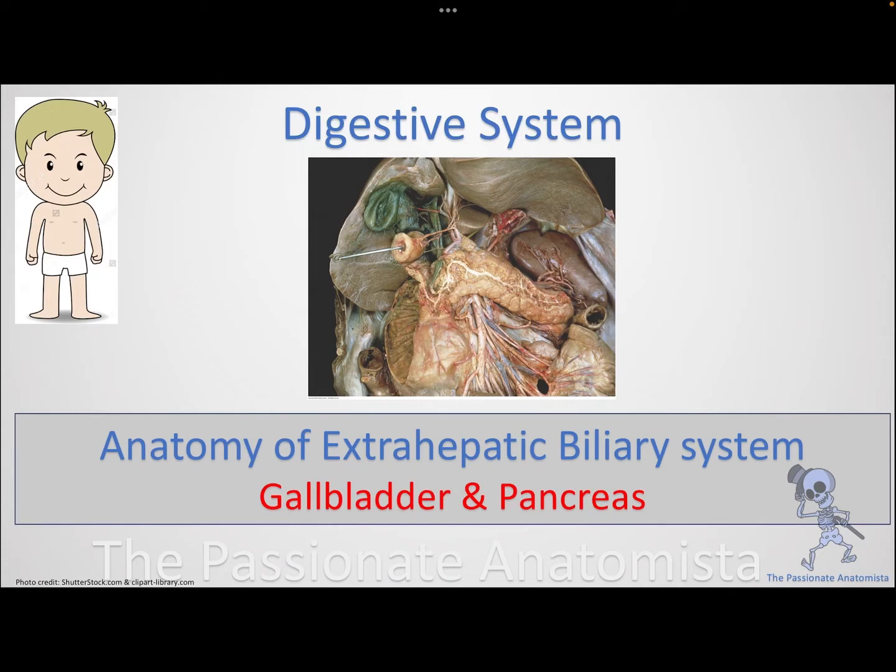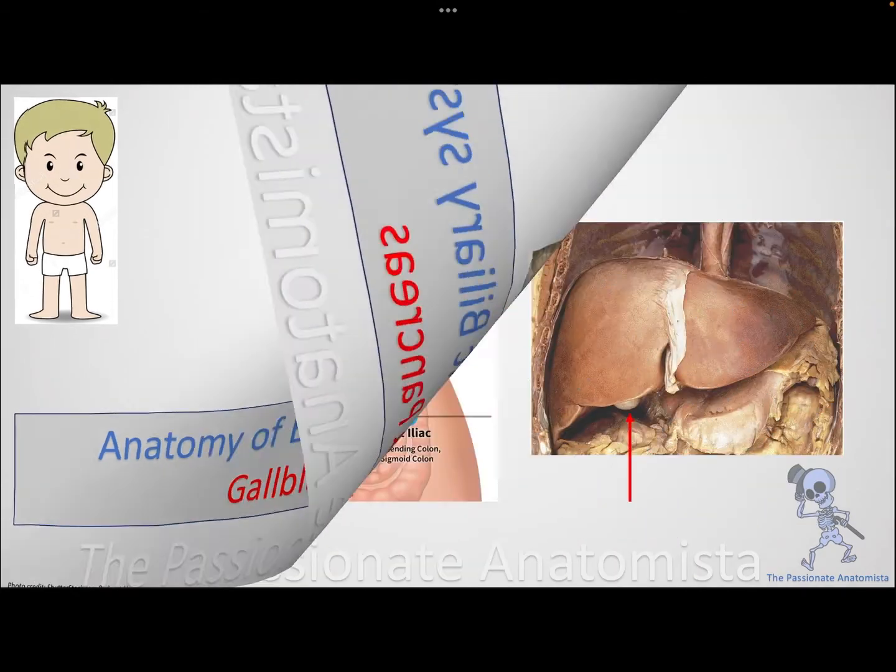But before getting into the journey of the bile, let's take a closer look at two important organs that are parts of the extrahepatic biliary system. They are parts of the biliary system, but they are extrahepatic because they participate in that process but lie outside the liver. So these are the gallbladder and pancreas. Let's take a look at them, understand some important relations, and then continue the journey of the bile as it comes out from the liver and see what happens to the bile.